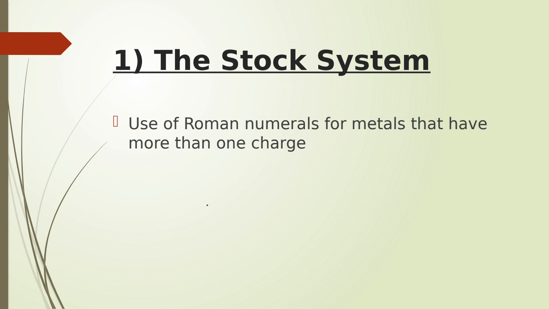Well, the stock system is used when we are going to indicate charges by the use of Roman numerals. You have to know your Roman numerals. If you do not know them, I'm going to write them down right now. 1 is just denoted by 1 line. The Roman numeral for 2 is denoted by 2 lines. The Roman numeral for 3 is denoted by 3 lines.